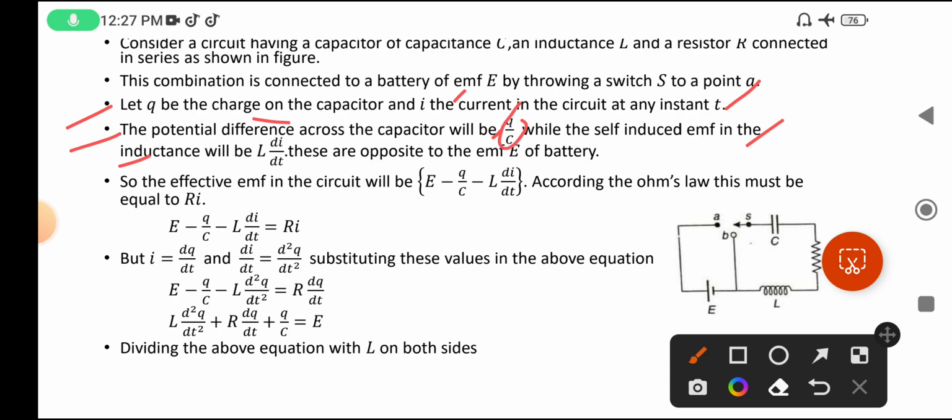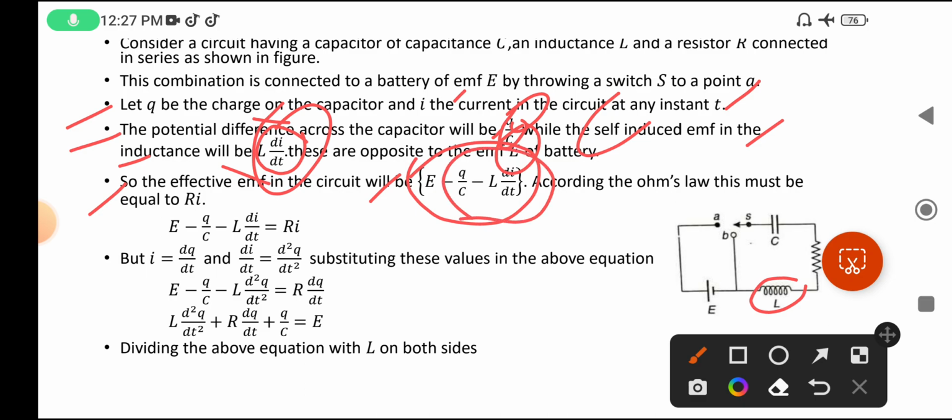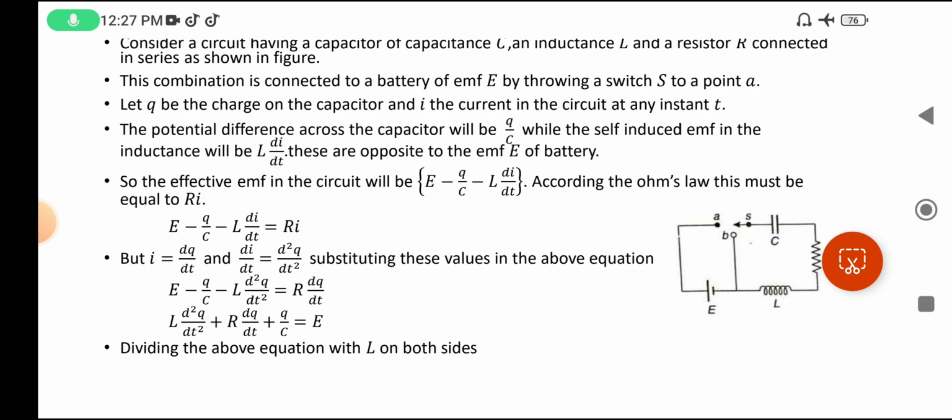Here q by C is what? It is the potential difference across the capacitor. This is also the potential difference across the inductor. And these two are opposite to what? The battery. So the effective EMF in the circuit will be, so it is effective. Just now I said q by C and L into di by dt work opposite to it, means they are opposite, means minus.